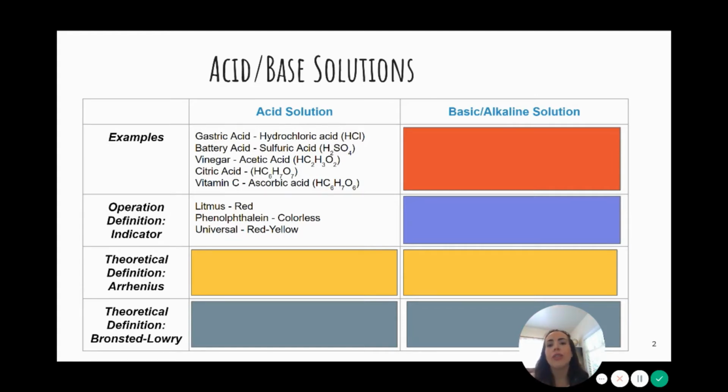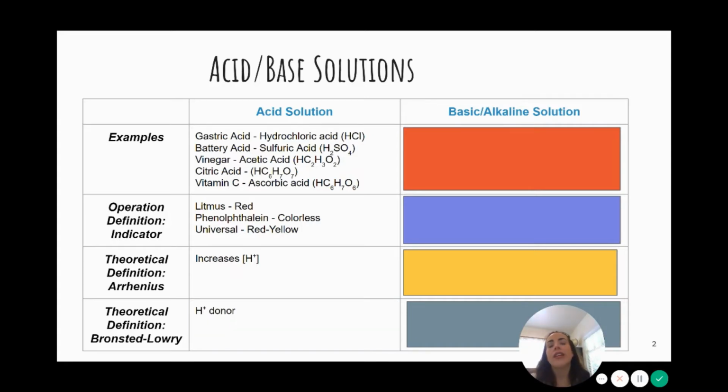Now, I have two theoretical definitions that we're going to look at, but we will be looking at these in a little bit more detail in the next slides. The first one is something called the Arrhenius definition. The Arrhenius definition says that an acid increases the concentration of hydrogen ions. Those hard brackets around the hydrogen ions refer to concentration. So when I said it increases the concentration, I know that it's talking about concentration because of those hard brackets.